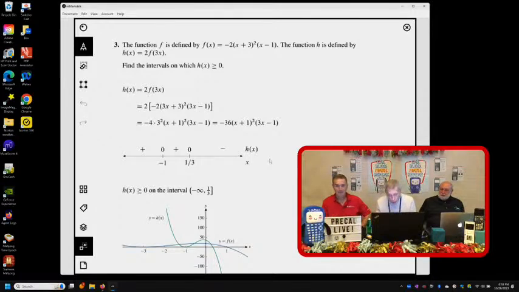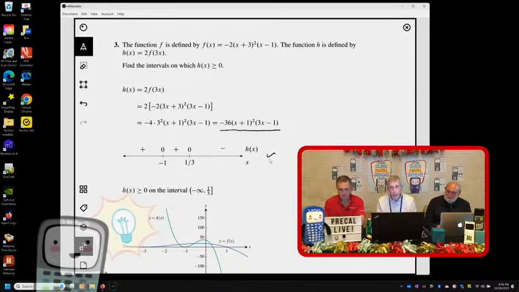But what I really want to know about is the intervals on which h is greater than or equal to 0. My point in solving this problem is, well, I figured out exactly what h looked like, and I factored it completely, and I used that factored form to construct a sign chart. We know that sign charts are not acceptable justification on the AP Calculus exam. They're probably not going to be acceptable justification on the pre-calculus exam, but there's no harm in using one.